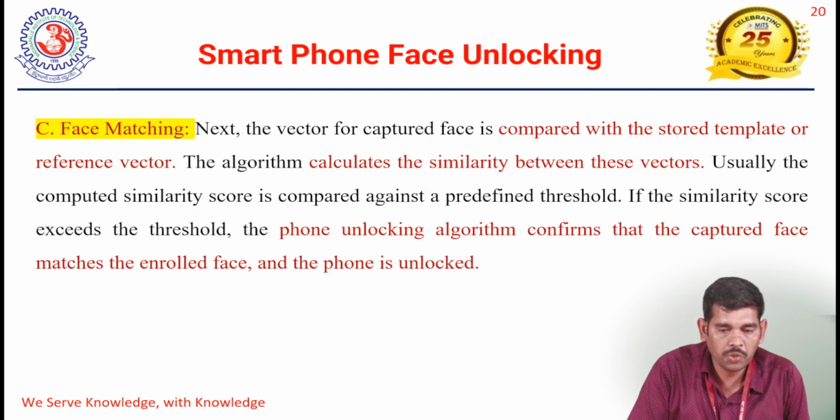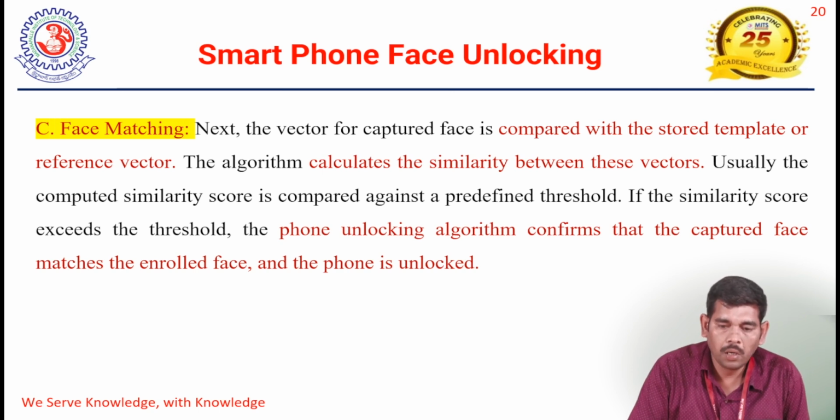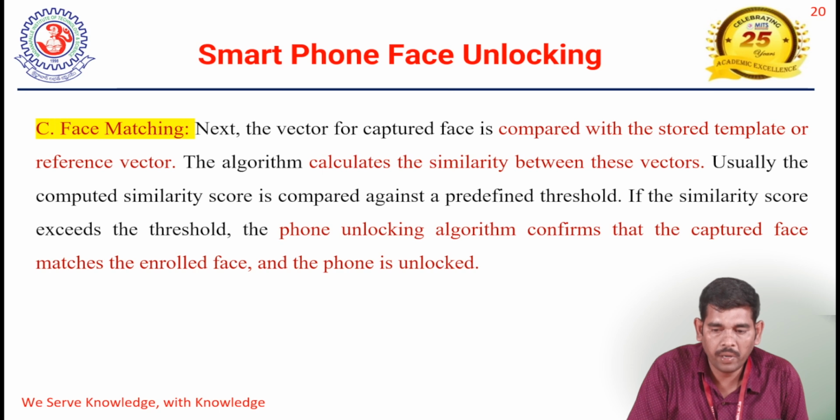The next step is face matching. This is like going from the training version to the testing version. The vector of the captured face is compared with the stored template or reference vectors. It means your mobile phone has already been trained on your face. The next time you unlock, it is the testing version. The algorithm calculates the similarity between the vectors, comparing the template with the present vector. Usually a computed similarity score is compared against a threshold. If the score meets the threshold, the phone unlocking algorithm confirms that the captured face matches the enrolled face and the phone is unlocked.